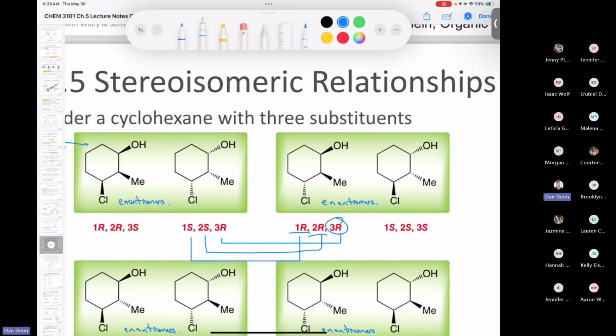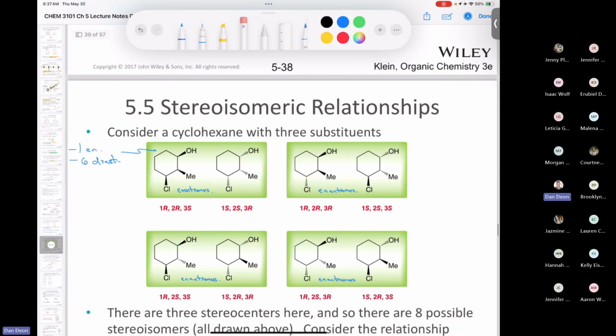So again, you don't even have to see the structure. All you have to do is look at the R's and S's. If they're all flipped, it's an enantiomer. If some of them are flipped and some of them aren't, it's a diastereomer. End of story. So you don't even have to have the picture to figure that out.